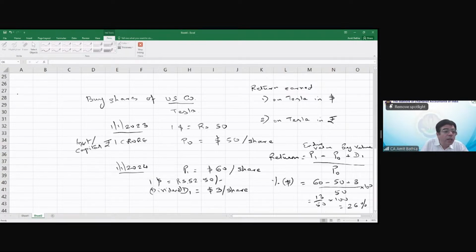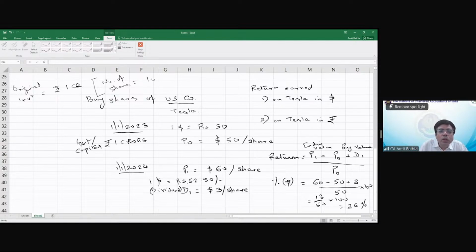So here we look at it in rupee terms. When I invested, what was my original investment? Original investment was rupees 1 crore. Am I right? So when I converted this 1 crore, how many shares would I have got at that time? Number of shares, how many would I have got? Any ideas?